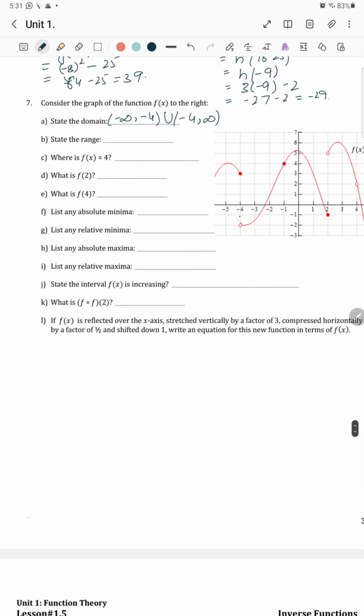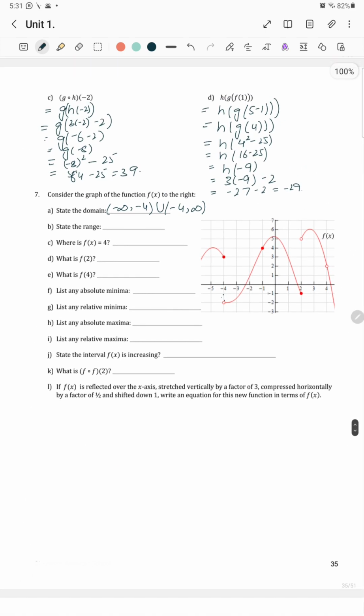Range are the y values of the graph. So graph is starting from minus 2, which is not included, going to negative infinity from here. So negative infinity to, it's above going 6. Negative infinity to 6. Where is f of x equal to 4? Y value is 4 at minus 1.